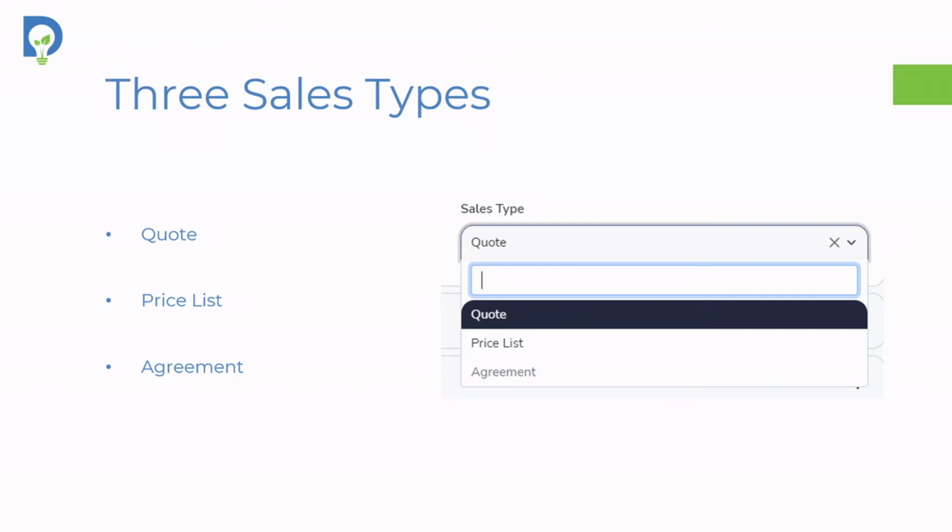Price lists do what they say on the tin. This can be a long list of different prices that you want to send to your customer, your client. There's not a single package of work in here. This could be a list of different packages of work. These can never be converted straight into a job. They have to go through an intermediary step. That intermediary step is an agreement.